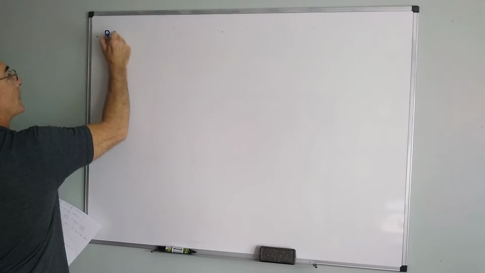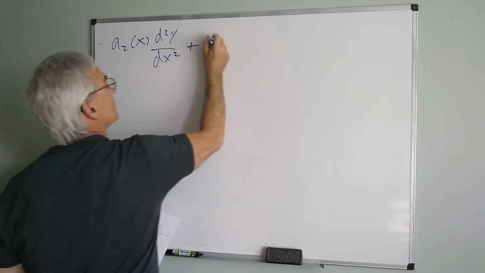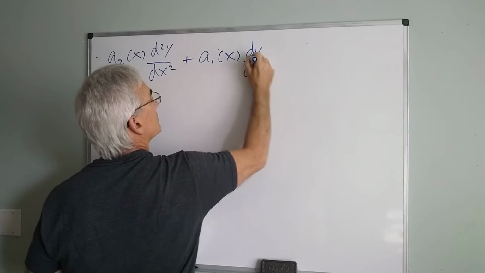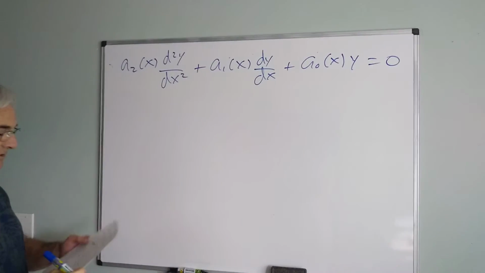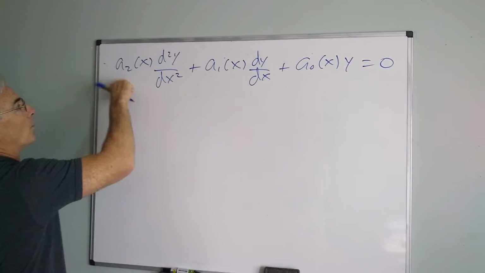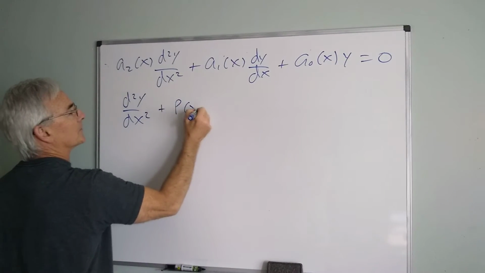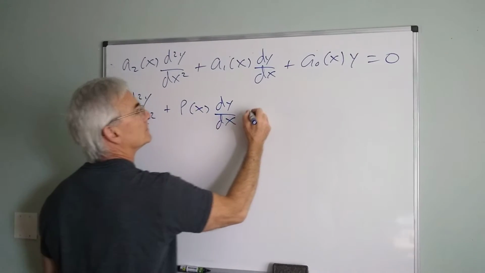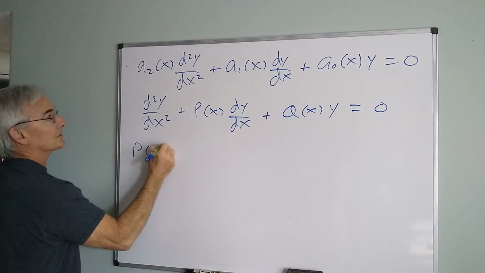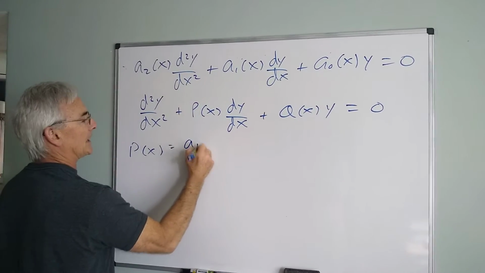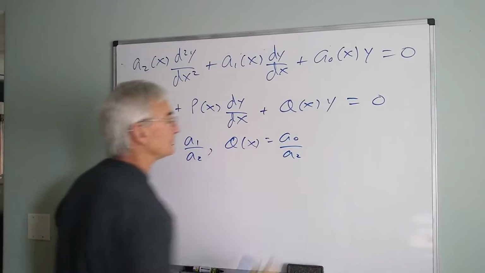Now let's consider our generic differential equation that we've been working on. Okay, if I consider this guy right here, and I multiply through by 1 over a2, I will get the following form, where the p of x is simply a1 over a2, and q of x is a0 over a2.